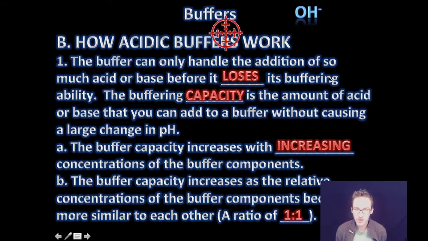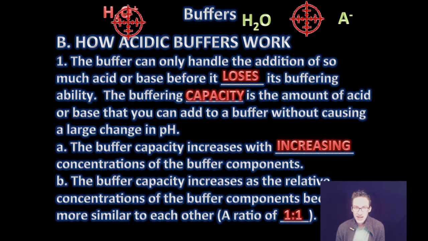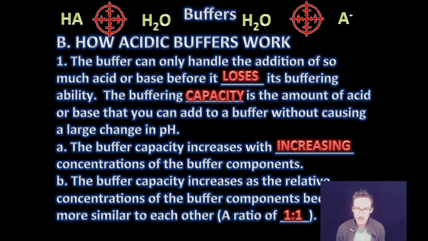Now, a couple things to keep in mind. The buffer can only handle the addition of so much acid or base before it loses its buffering ability. It's called the buffering capacity, and that's essentially the amount of acid or base that you can add without causing large changes or shifts in pH. It's important to recognize that the buffer capacity increases with increasing concentrations of the buffer components. So the more weak acid and conjugate base that you have, the more added acid and base they can neutralize.